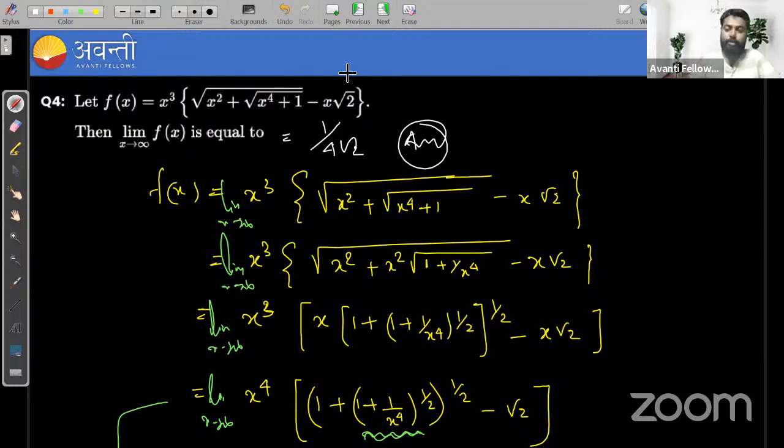One upon 4 root 2 is your answer. Clear? Okay.